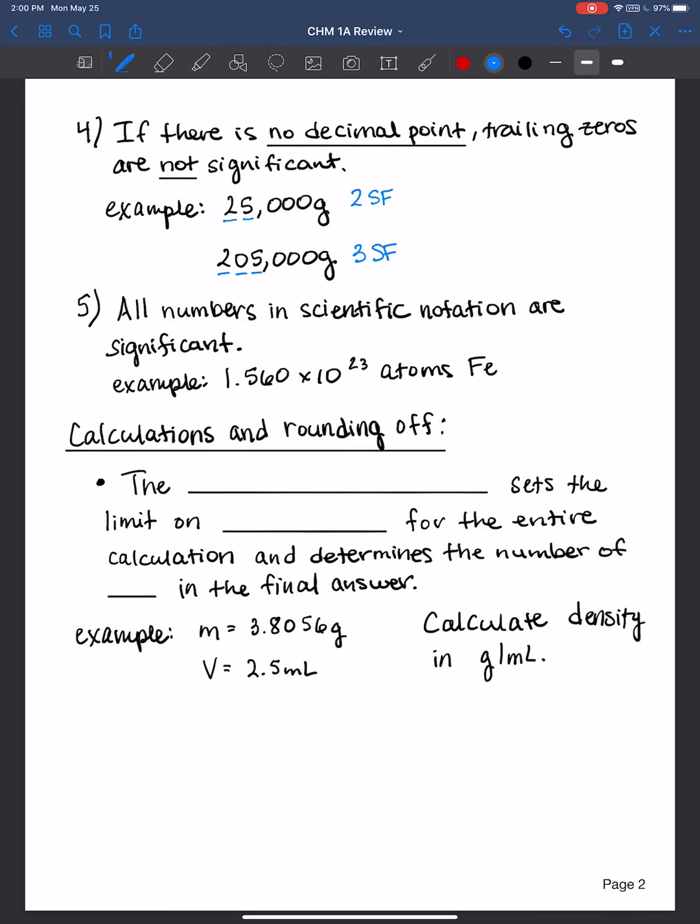Now, all numbers in scientific notation are significant. So 1, 2, 3, 4. We have 4 significant figures here.